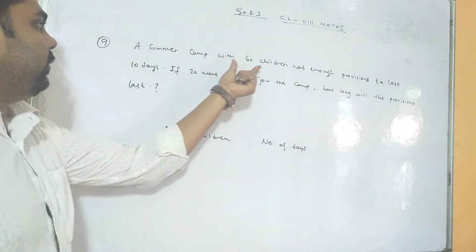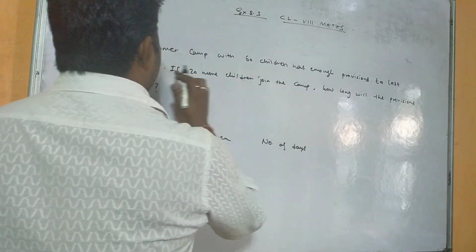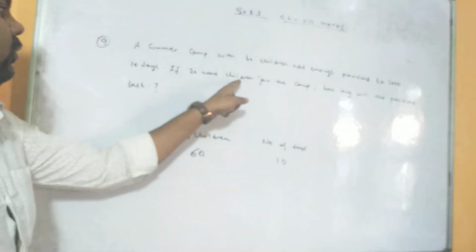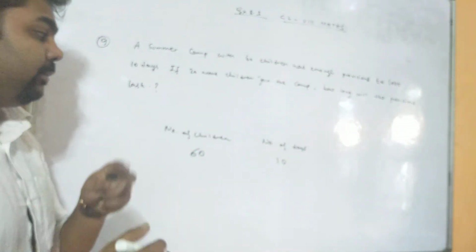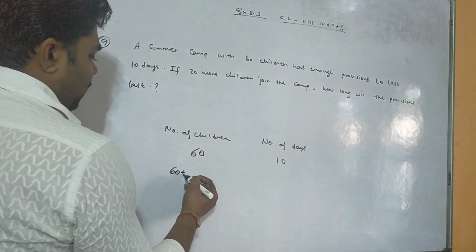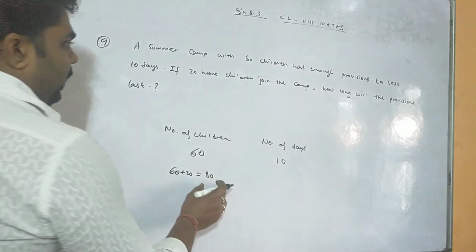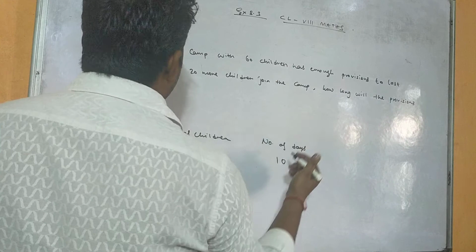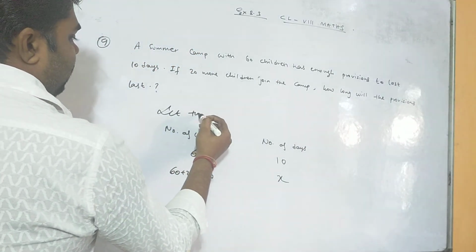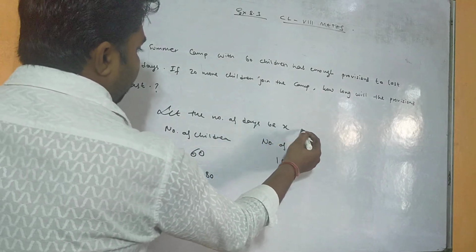So a summer camp with 60 children, that means number of children is 60, has enough provisions to last for 10 days, that means number of days will be 10. If 20 more children join the camp, that means initially it was 60. Now if I add 60 plus 20, it becomes 80 students, okay? So when 80 students join, how long will the provisions last? Let the number of days be x, right?